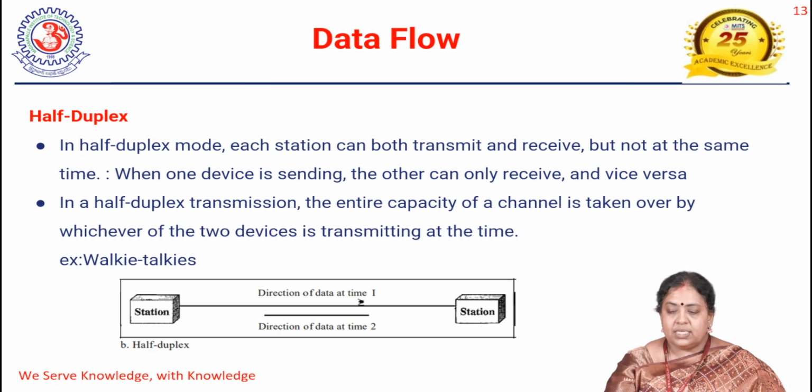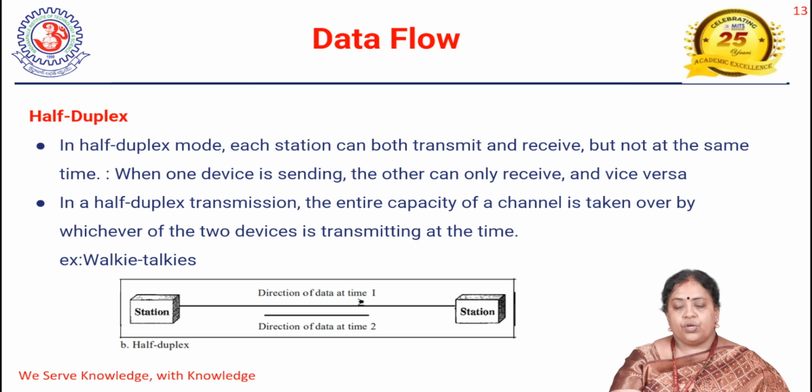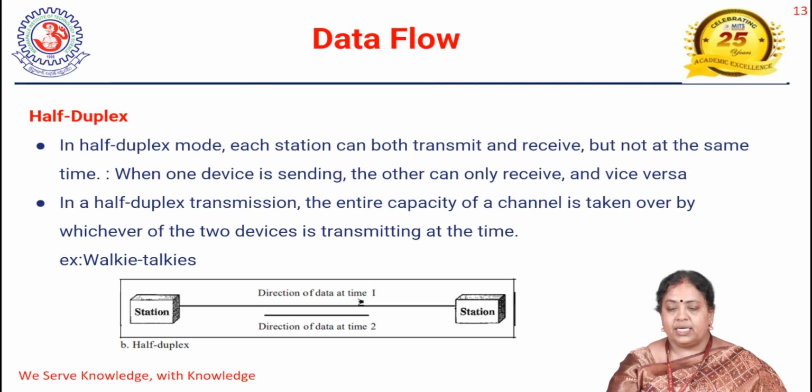Okay, so these are called simplex devices. These are examples of simplex devices. Then we talk about another type of data flow that we call half duplex. So in half duplex mode, this is station 1 and this is station 2.